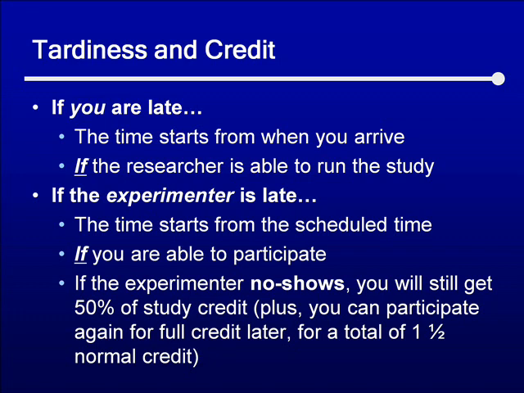If the experimenter is late, the time will start from when you were supposed to get there and start the study, so you'll get credit for actually being there on time. But again, it's also if you are able to participate. So if the researcher shows up 30 minutes late to what's supposed to be a 30-minute study, you probably say, nope, I'm sorry, I have other plans, and that's totally fine. That'll count as an experimenter no-show. You'll still get 50% of the study credit, plus you can participate again for full credit later, which will hopefully lead to 150% of the credit you would have gotten had the researcher showed up on time.